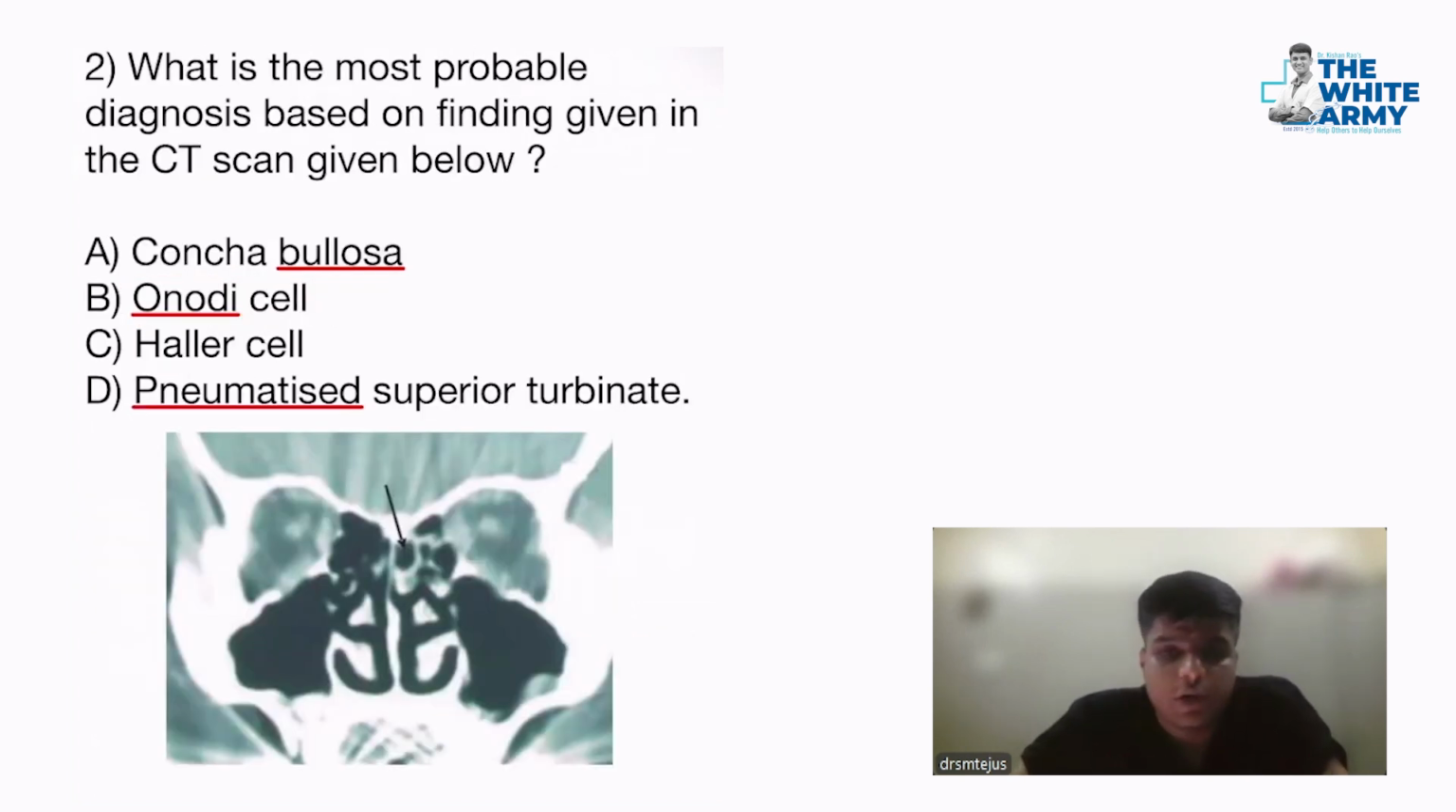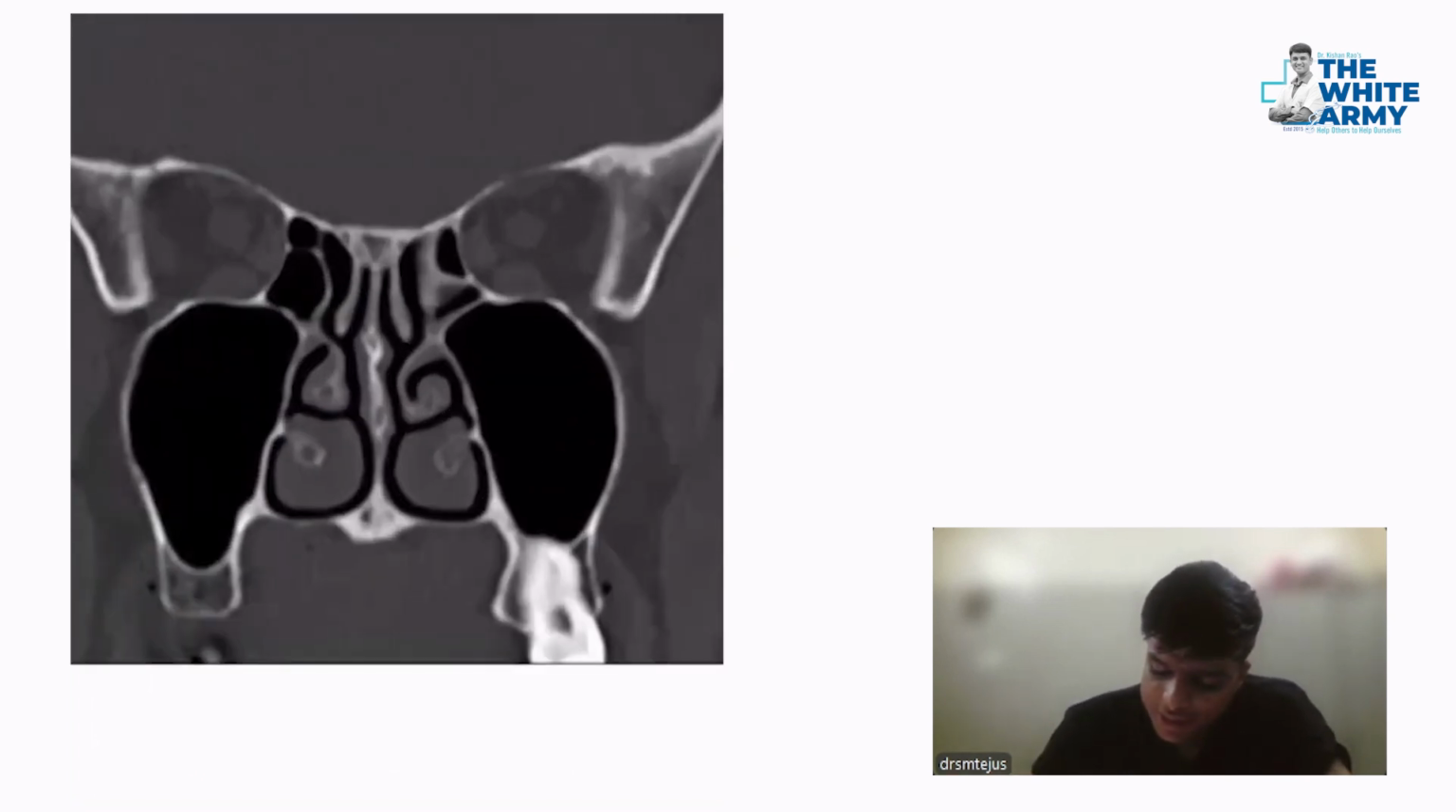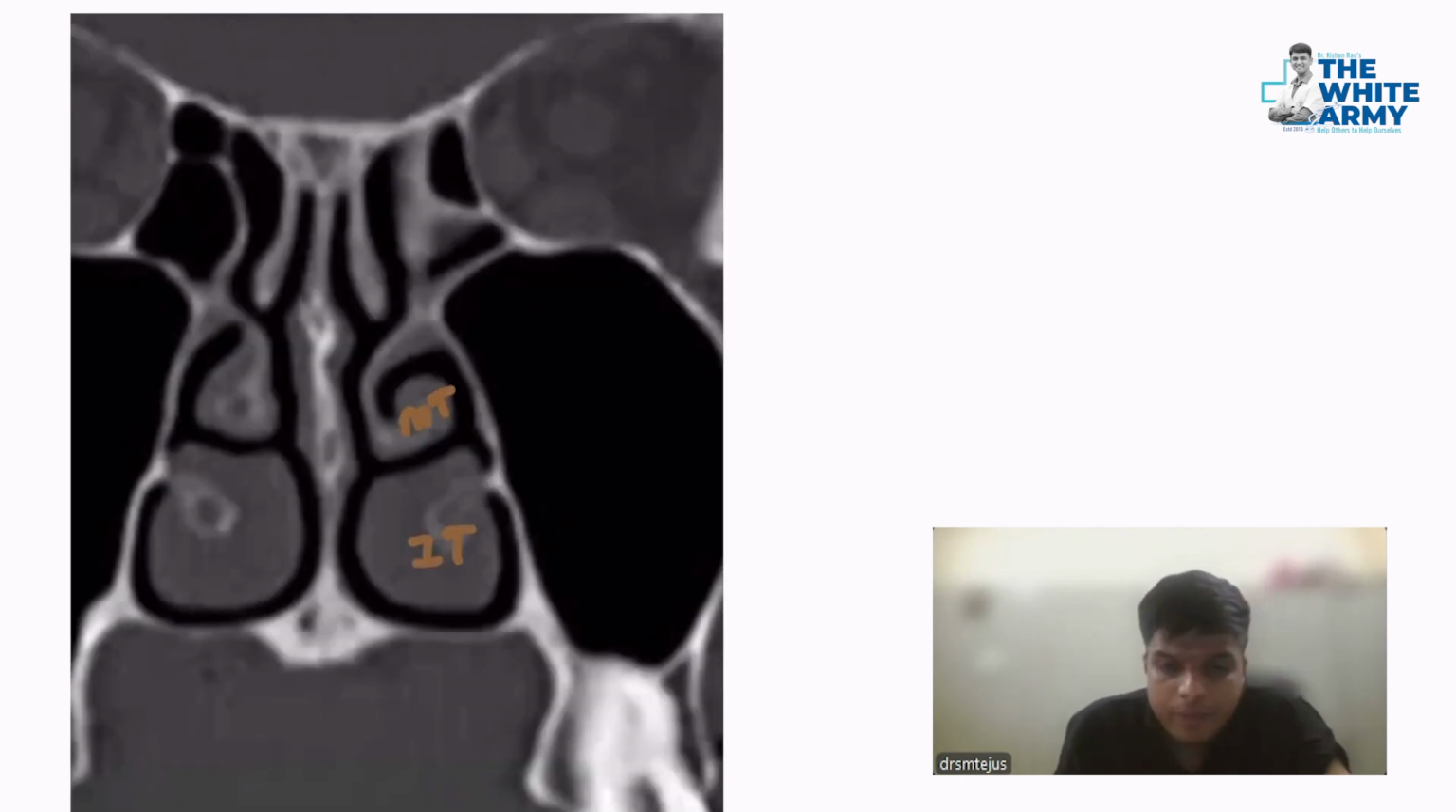Yeah, this was what I was talking about. What is the most probable diagnosis based on the finding given on the CT scan below? Concha bullosa, Onodi cell, Haller cell, and pneumatized superior turbinate. Before we discuss the answer, let's go through the basic anatomy of the paranasal sinuses. This is how our paranasal sinus and normal nose anatomy looks on a normal CT scan. This will be our inferior turbinate, this the middle turbinate, and this our superior turbinate, and this is our maxillary sinus.